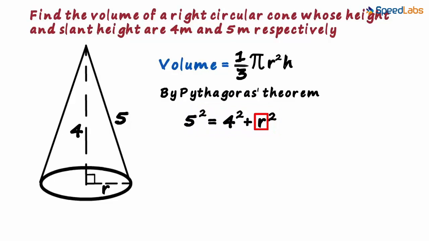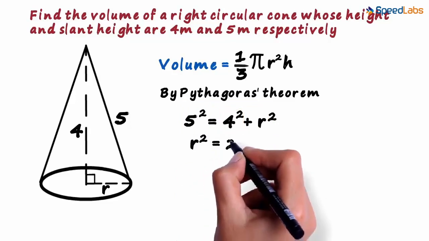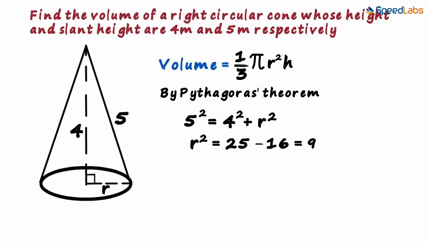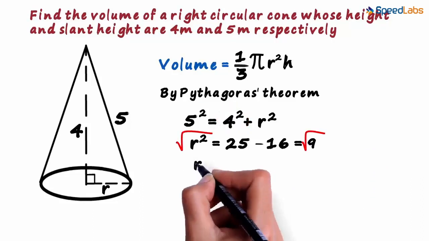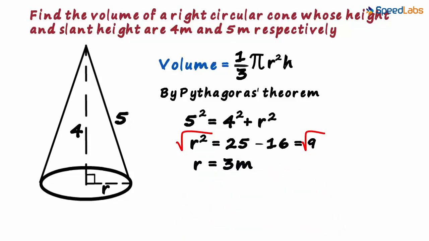R squared will equal 5 squared minus 4 squared, which is 25 minus 16, which equals 9. We transposed 4 squared to the other side to get 5 squared minus 4 squared. Taking the square root on both sides, we get the radius of the base as 3 meters.